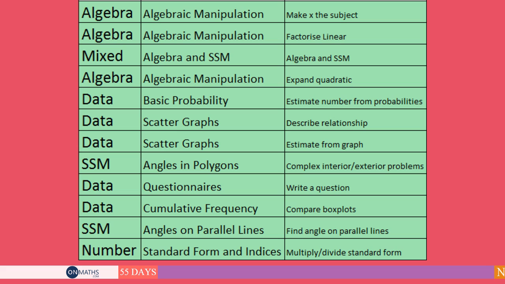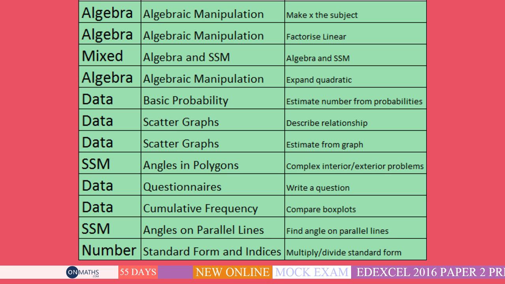Looking through it, algebraic manipulation is a must to revise, absolute must to revise. It comes up time and time again across all the papers. So that's factorising, expanding. It's the questions that have an A to E, so A, B, C, D, E, and asking you for different things. Making X the subject, sometimes it's on its own, but that's absolutely worth revising. Scatter graphs, questionnaires, cumulative frequency.